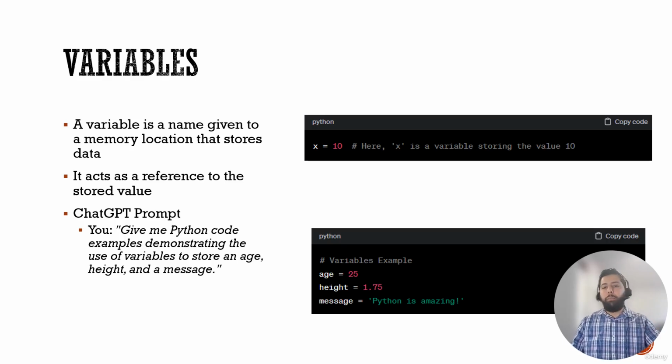And on the top here is just basically, again, another example, x is equal to 10. So here x is the variable and it stores the value 10, okay? So this value 10 gets stored in x, just like this value 25 gets stored in age, 1.75 gets stored in height, Python is amazing gets stored in message. So anytime you call any of these variables, it will give you that stored data.